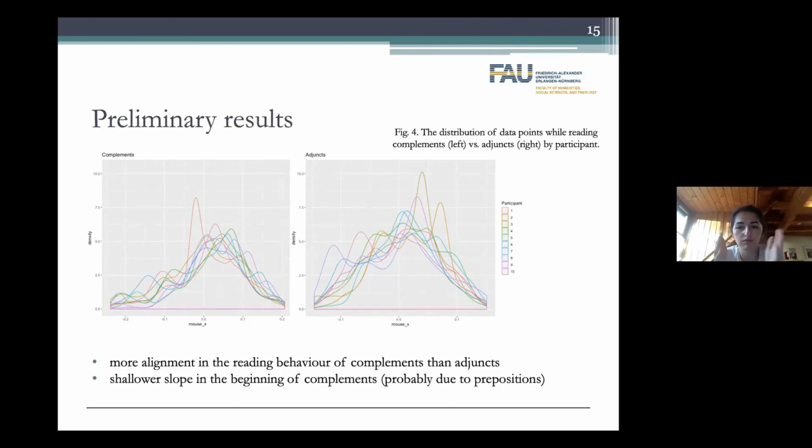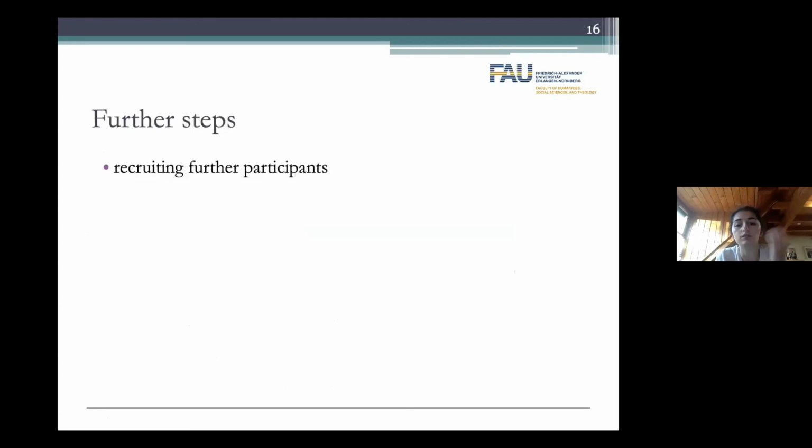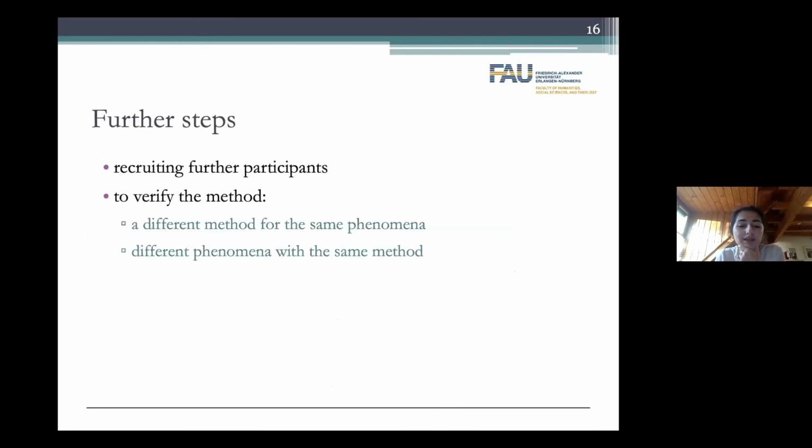So what are the next steps that I'm going to take? First of all, recruit further participants to reach statistical power. Second, to verify the method, first, a different method would be used for the same phenomena. I'm going to use an SPR reading task, which is an established method, with the same sentences, with the same trials, to see whether it was a problem about the phenomena or it was a problem about the method.